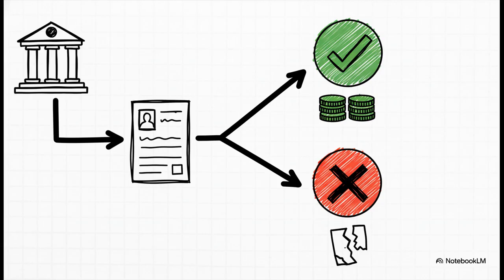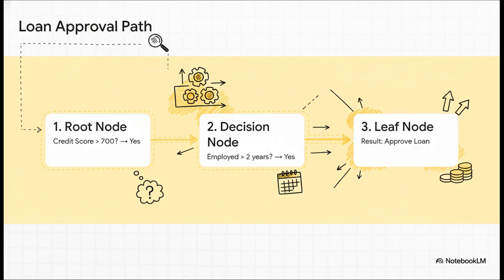Well, a classic high-stakes example is a bank trying to decide something pretty important, whether or not to approve a loan application. So the root node, the very first question, might be, is the person's credit score over 700? If the answer is yes, we follow that branch down to the next decision node. Has the applicant been employed for more than 2 years? And if that answer is also yes, well, we follow that branch to the final leaf node, which says approve loan. See, it's just a perfectly clear, super logical path to a final decision.